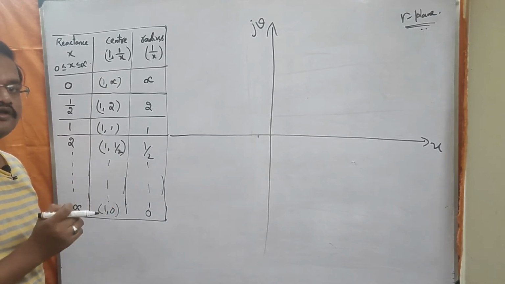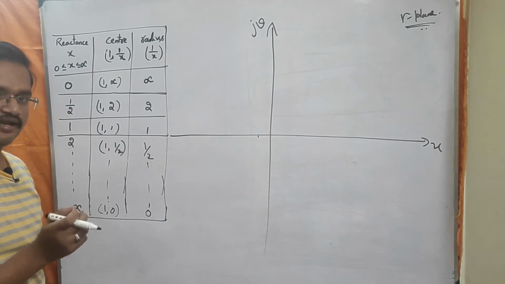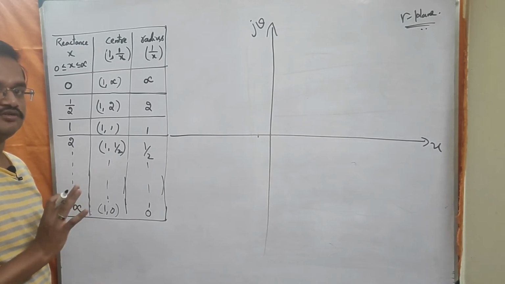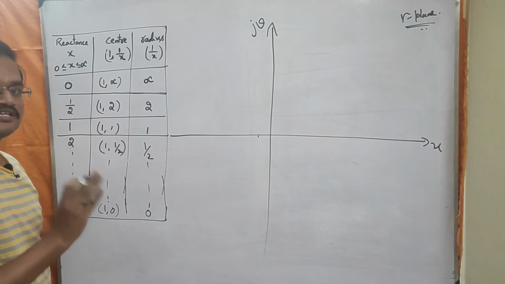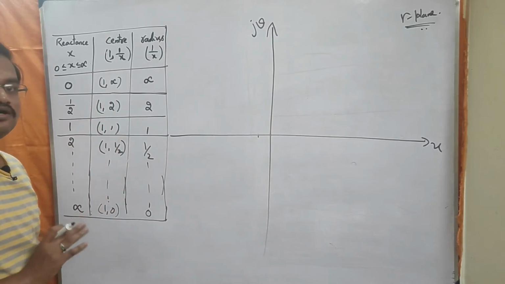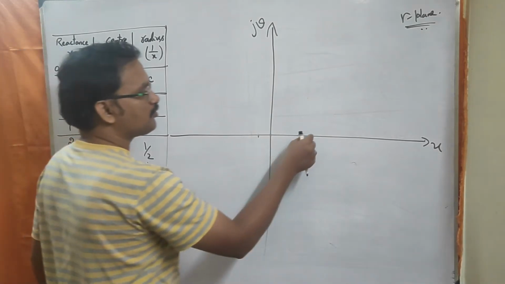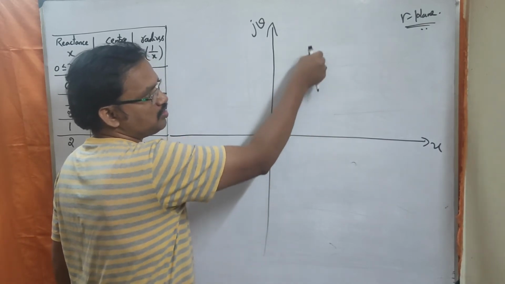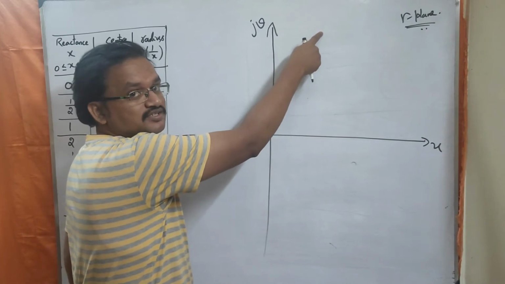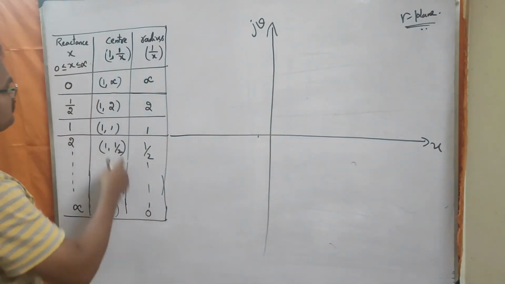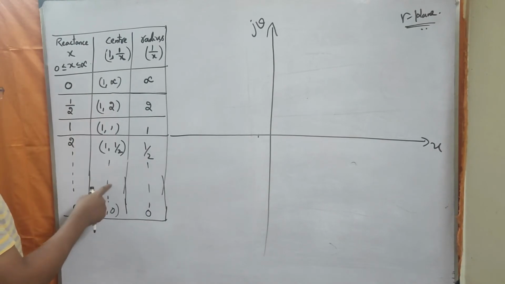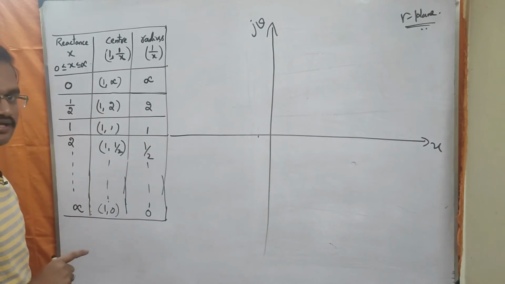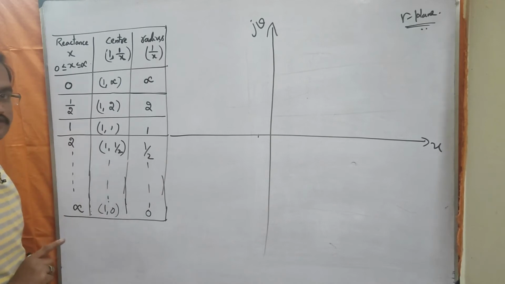what are you going to get here? You are going to get a straight line on which the u coordinate is 1 and the v coordinate is going to change. So that straight line must be parallel to what? Parallel to the imaginary axis. If you move parallel to the imaginary axis, the u coordinate is not going to change, only the v coordinate is going to change. So the locus of all these centers represents a straight line that is parallel to the imaginary axis, and on that line the u coordinate must be equal to 1.